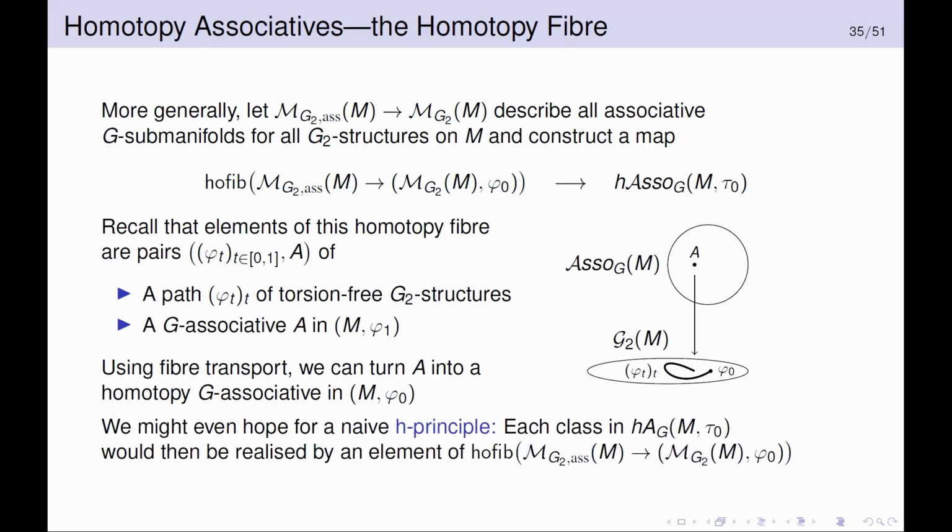So we might hope for a naive H principle. This would say I take a homotopy associative and then try to realize it as an element of this homotopy fiber, which means I pick the G2 structure which is homotopic to the one that I'm in, and I can move my homotopy associative then to the true associative for that G2 structure. This would be very nice, but unfortunately it's wrong. I can prove this very quickly later, that this doesn't hold.